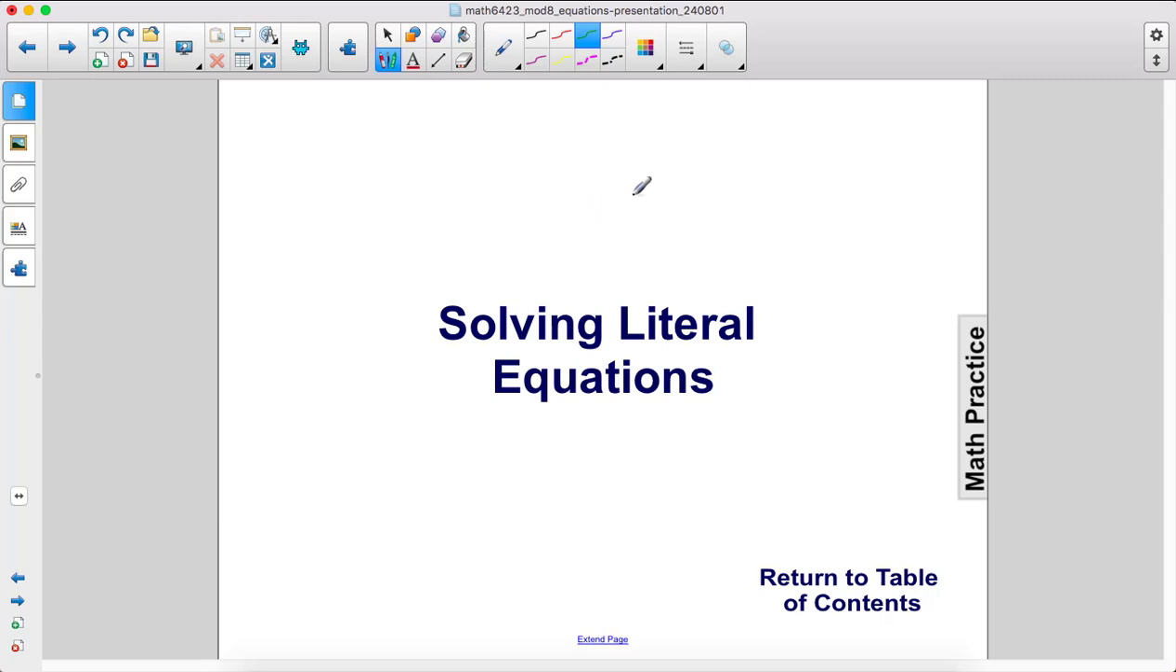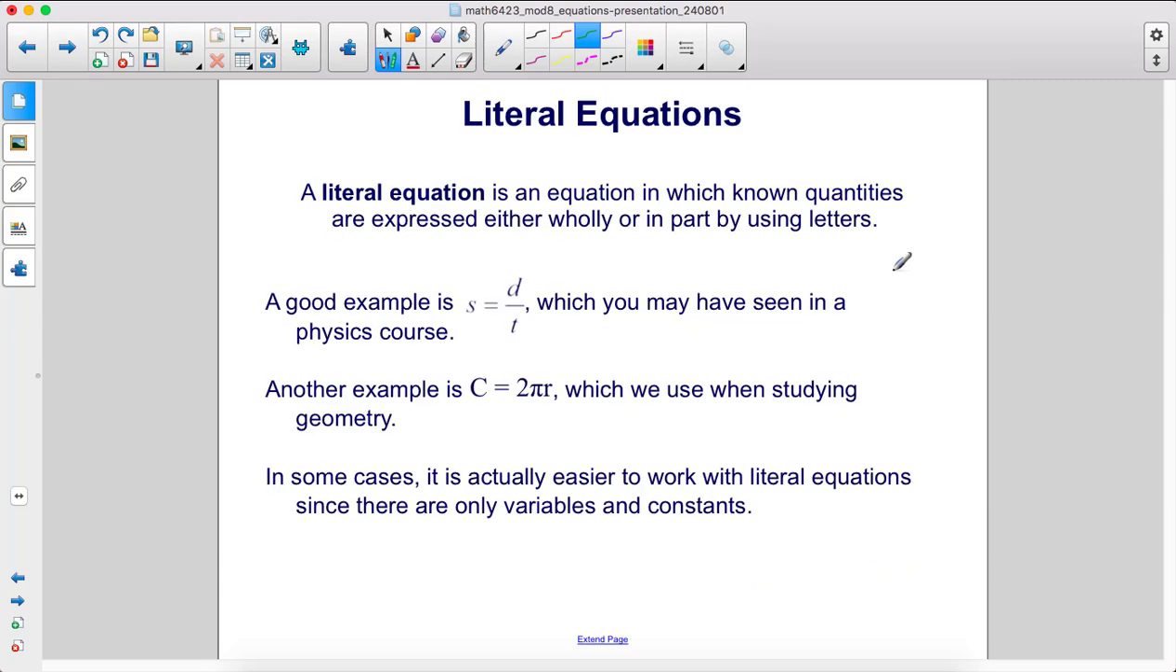Solving literal equations. A literal equation is an equation in which known quantities are expressed either wholly or in part by using letters. A good example is s equals d over t, speed equals distance over time, which you may have seen in a physics course. Another example is c equals 2 pi r, circumference equals 2 pi times the radius, which we use when studying geometry. In some cases, it's actually easier to work with literal equations since there's only variables and constants.